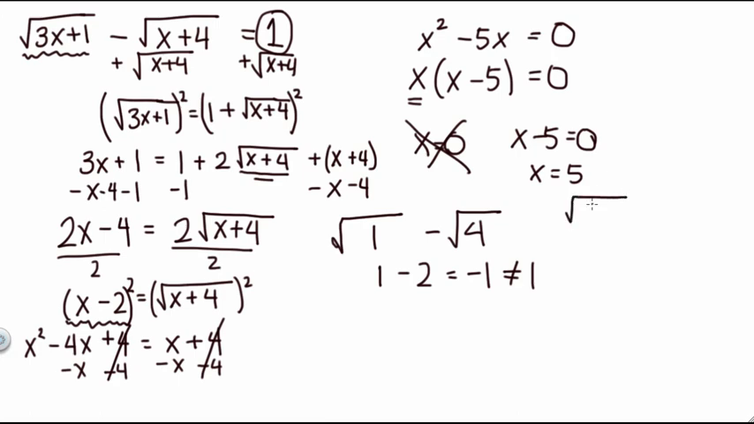Now we've got to try out 5. We get square root of 15 plus 1, which is 16, minus square root of 5 plus 4, which is 9. So this one is 4 minus 3, which equals 1. So x equals 5 works, x equals 0 does not. So our solution set is just 5. Because of the power property, when you take powers of the equation, there can be additional solutions that aren't solutions to the original.